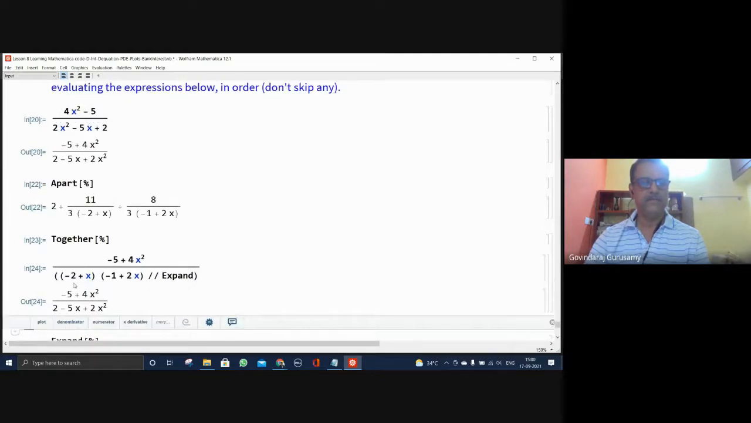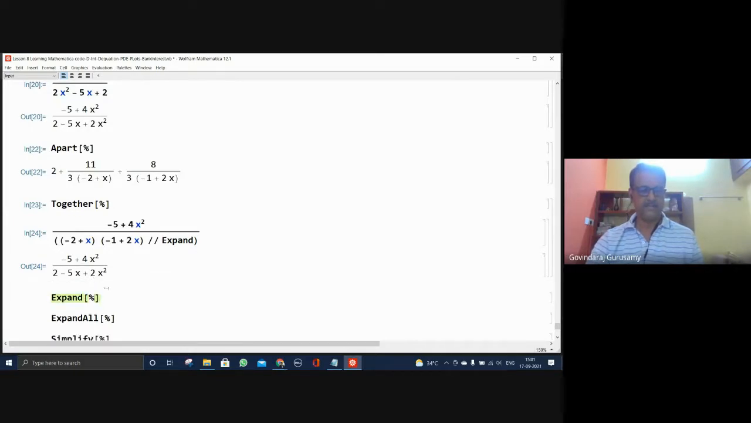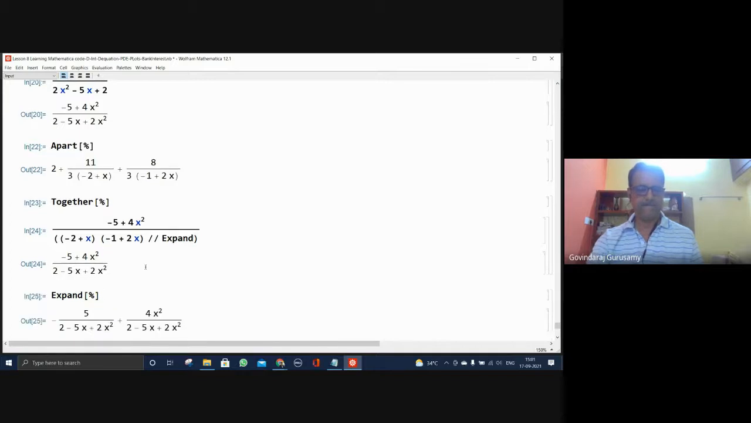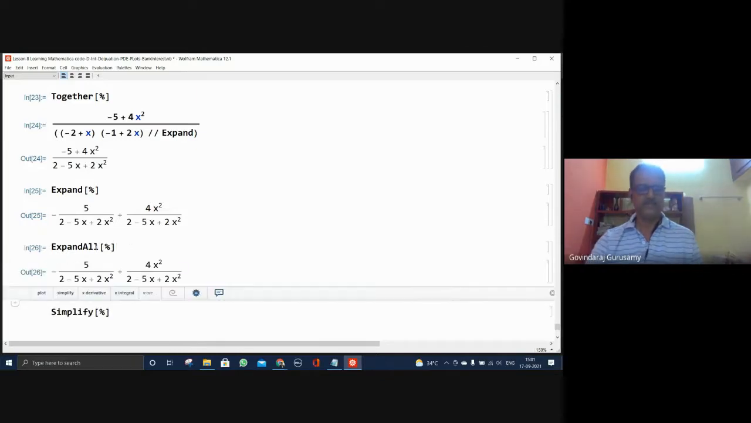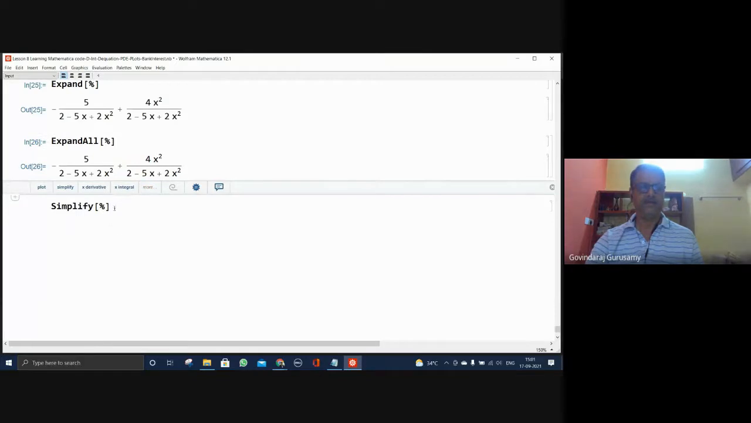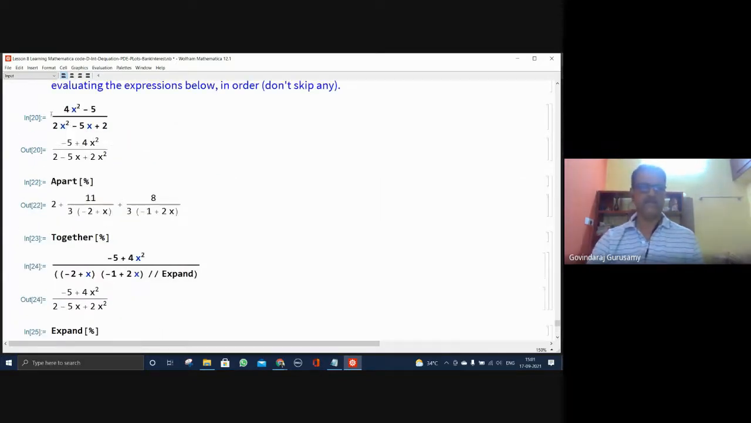You can see 2 minus 5x and 2x square. Okay. So this is also possible for us to use. Now expand percentage, the previous one. That's the expand all. See what is the difference. Of course, there's nothing to expand further, therefore it gives the same result. Simplify goes back to the initial function that we have.